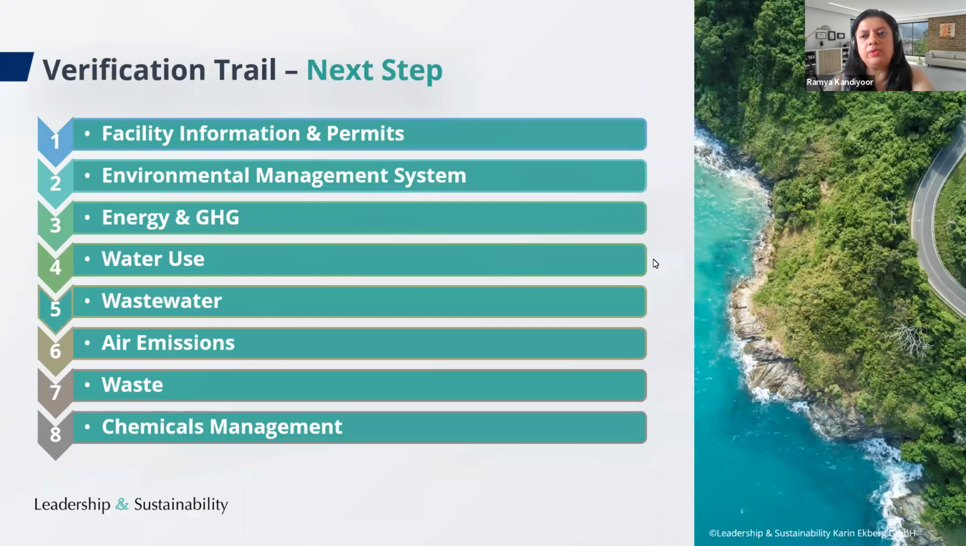And now it's time to continue on with the trail. Having understood a bit about the quantitative data management, this was important to talk about before we talk about some of the other sections. And here you can see an overview of all the sections that are included in the FEM module. We already went through the sections in 1 and 2, that is the facility information and permits and environmental management system, in our last webinar. And today we will move on to section 3, which is on energy and GHG.